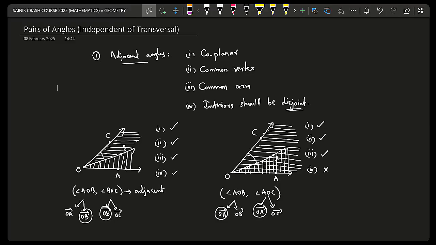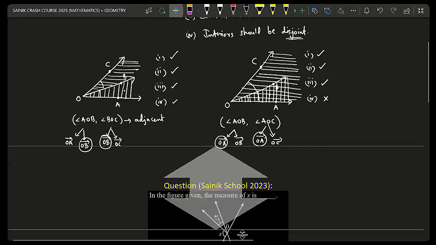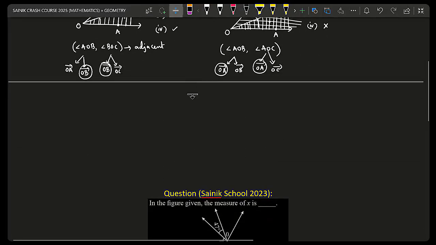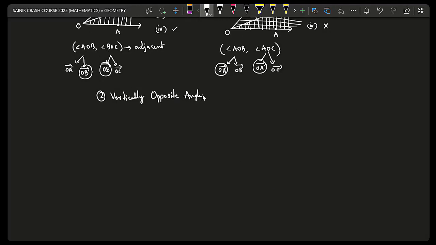So this is about the adjacent angles, and the next pair we are going to discuss. Can I mute? Yeah, you can mute, Rishika. So the next pair is about the vertically opposite angles. So what do you mean by vertically opposite angles? When two lines intersect each other, the angles formed with no common arm are called vertically opposite angles.